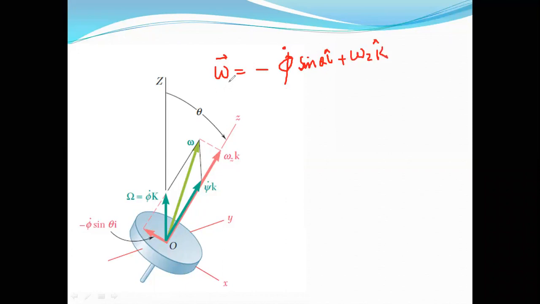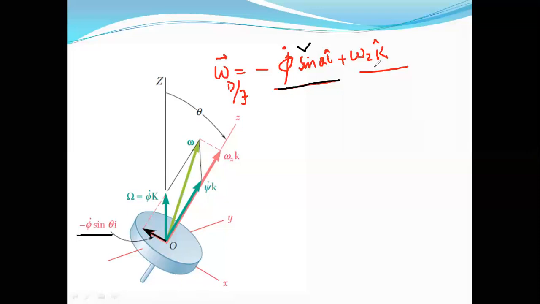So as far as the total angular velocity of the disk with respect to the ground is concerned, it has two components: a component along the x-axis and a component along the z-axis. The component along the x-axis is phi dot sine theta, but along the negative x-axis. If we plot this component of angular velocity of the disk with respect to the ground, this is the positive x-axis, and this component will be along the negative x-axis, as written here: minus phi dot sine theta I cap, the negative of I cap. This is the first component.